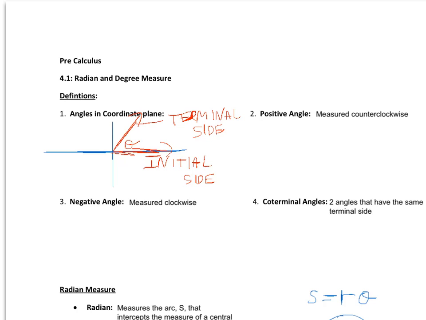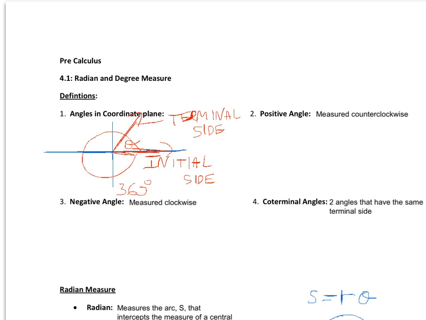Okay, and the measure between the initial side and the terminal side, the rotation there, that gives us the degree measure. Now I know if I start at the initial side and if I go all the way around, I have a circle, and I know in a circle that's 360 degrees, which is what we're really going to use here. Okay, 1 revolution is 360 degrees.